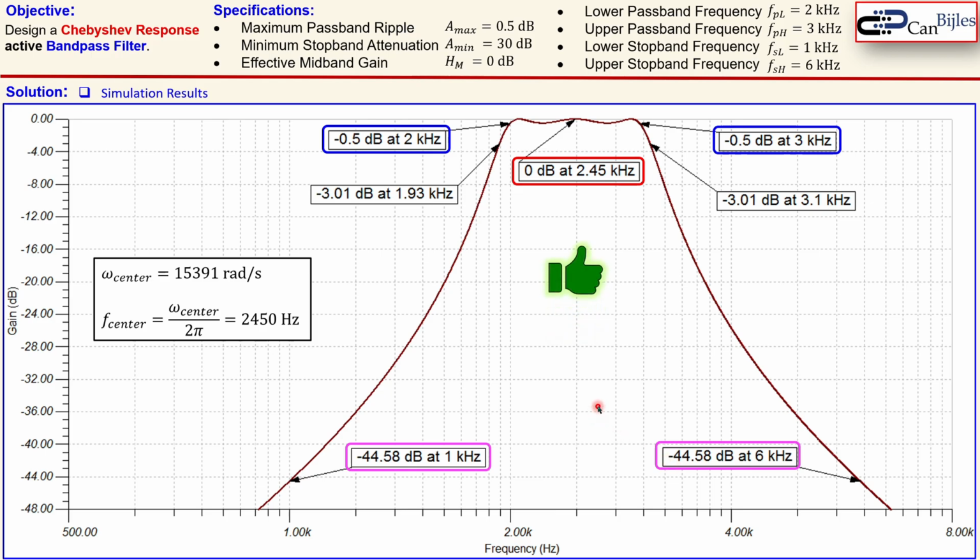Alright, this was our example concerning the Chebyshev response active bandpass filter. We have used the Geffe algorithm to calculate the necessary values, the parameters, and also created our circuit using multiple feedback circuit elements.